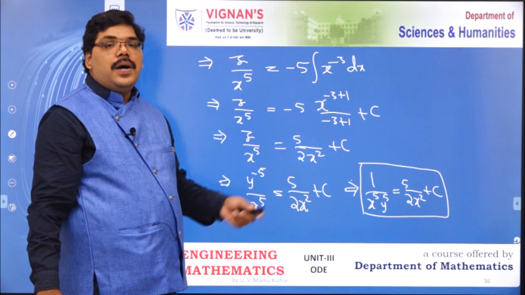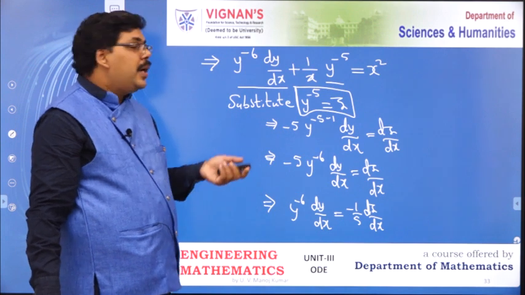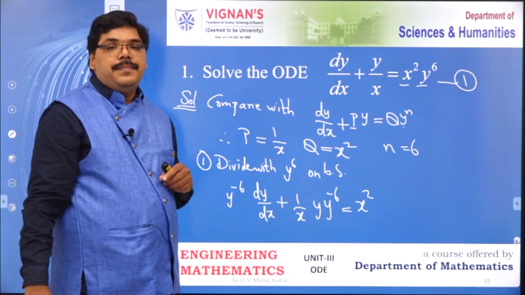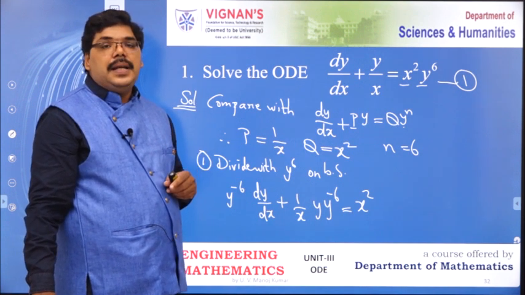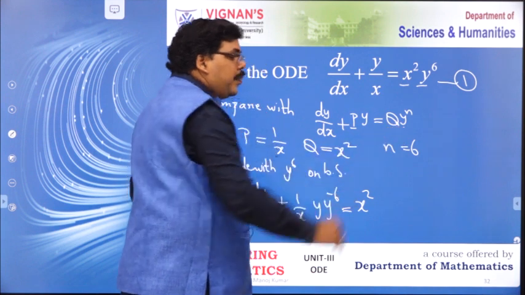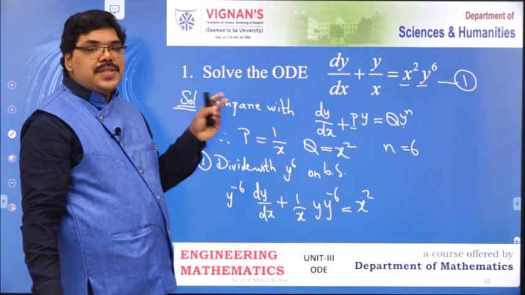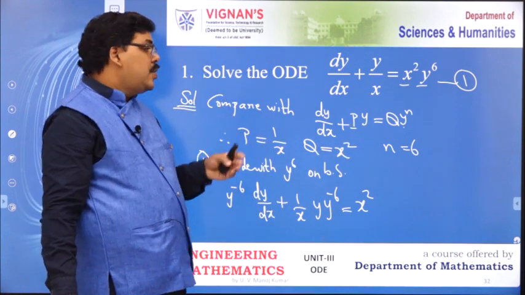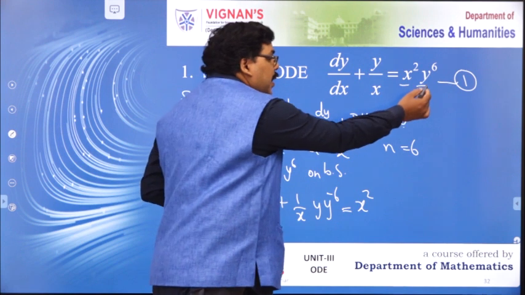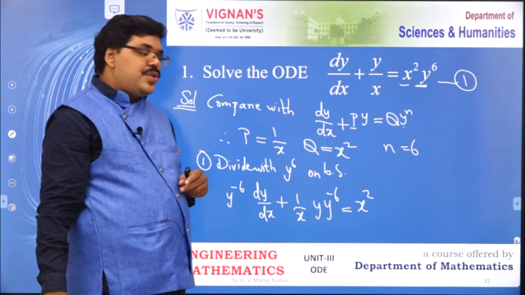Okay? Let us recall what we have done, step by step. For us, a differential equation is given. When we compare that with a linear differential equation, the right hand side should not have any y power n multiplied. But here y power 6 is there. So this is not linear, this is Bernoulli. So when I have a Bernoulli's equation, what do we have to do? We have to divide the entire equation on both sides by this extra term y power 6.